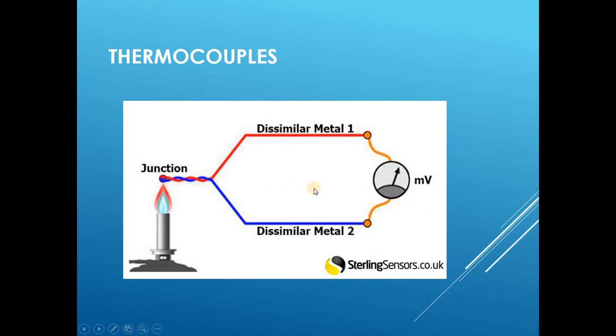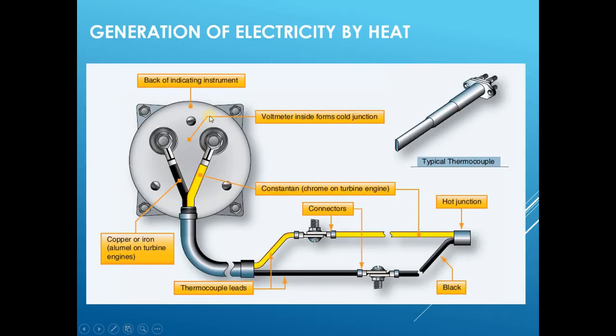Its major application is for measuring the temperature of the exhaust gases. You can see this voltmeter, which is graduated in degrees Celsius. One is the hot junction and the cold junction, with thermocouple leads. Thermocouple leads are made of similar materials as the thermocouples.